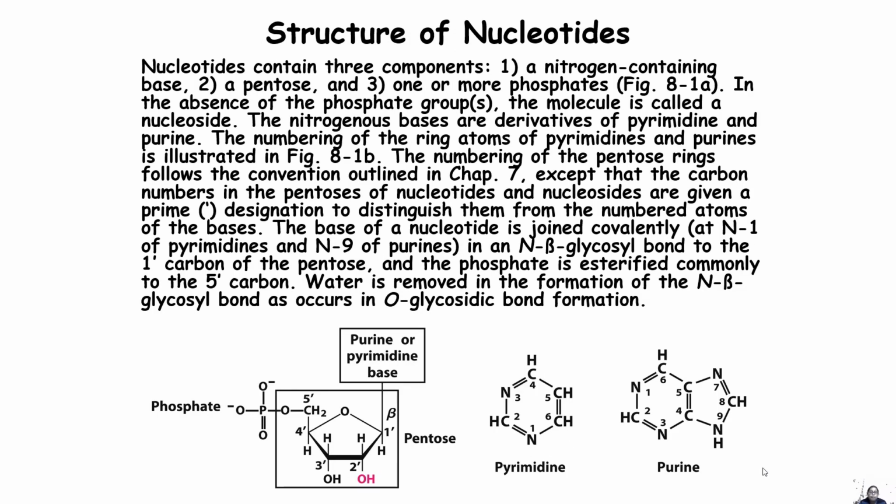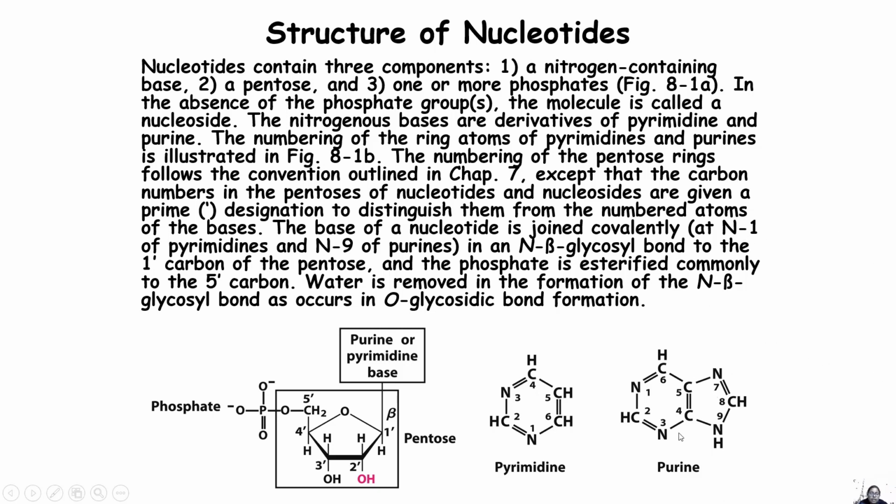Now, coming to the structure of nucleotides, basically three components: a nitrogen containing base, a pentose, and one or more phosphates. So in the absence of the phosphate groups, the molecule is called a nucleoside. Nitrogenous bases are derivatives of pyrimidine and purine. The numbering of the ring atoms of pyrimidines and purines is illustrated over here. Okay.